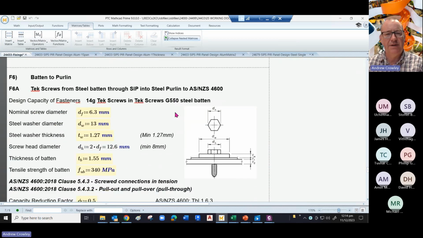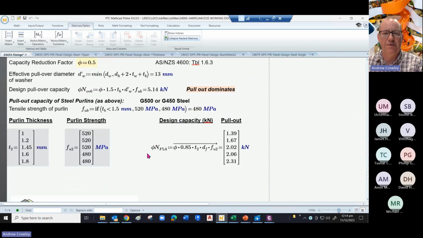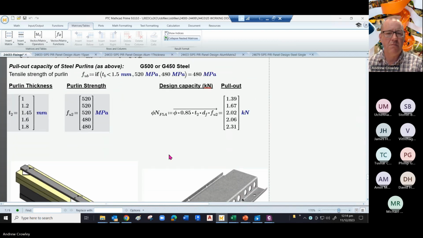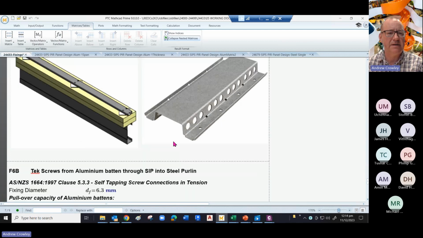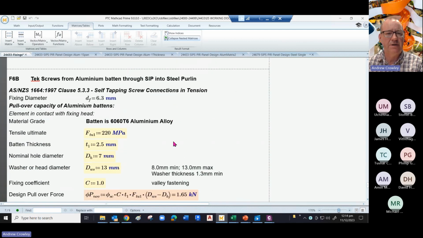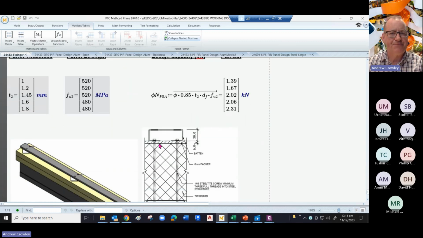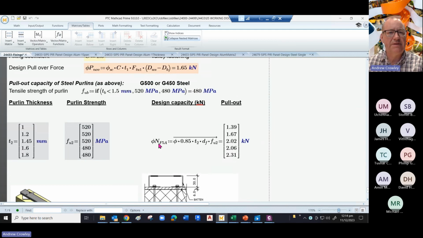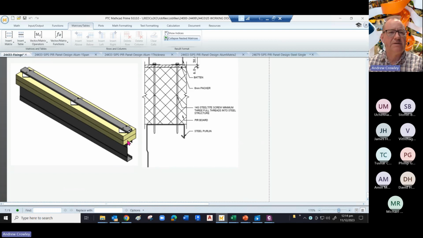Then we go on to battens to purlins, same sort of input and same sort of output. So in this case, your pull out capacity varies as it did above. So this is the steel batten. It's likely to be a top hat style section. And we're also doing an aluminium batten. And the aluminium batten looks like a channel. And we do the same sort of thing, but this time in aluminium, and we come out with a design capacity for the pull out. So that was the fixings.